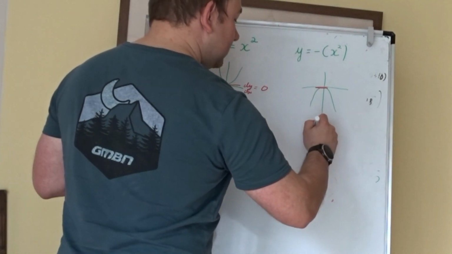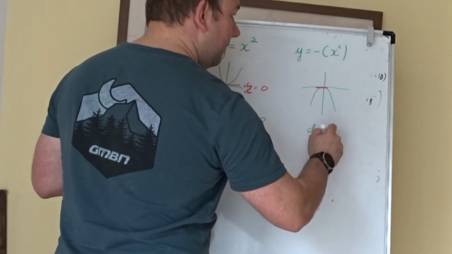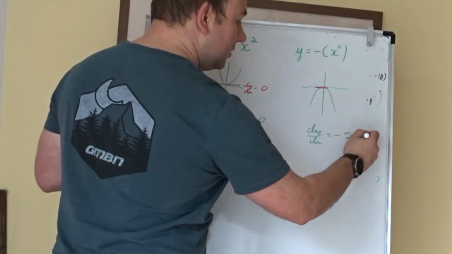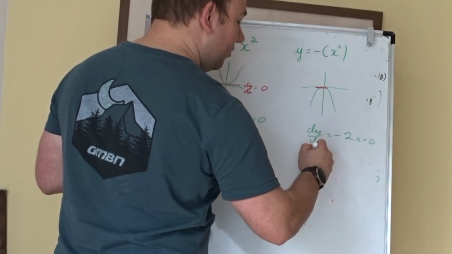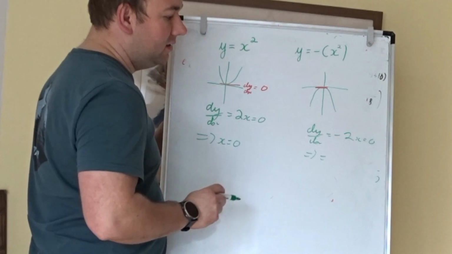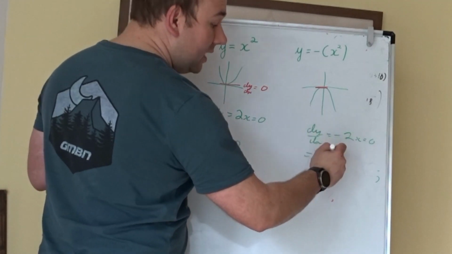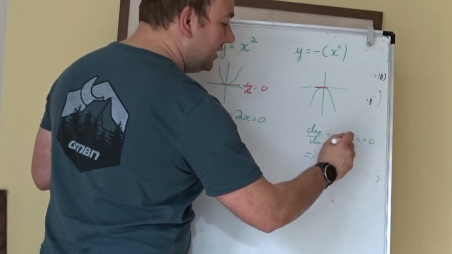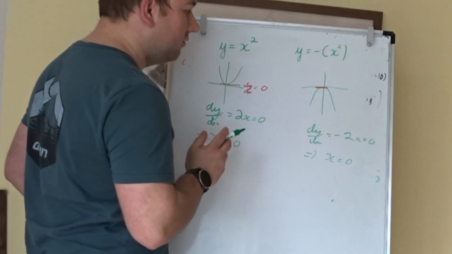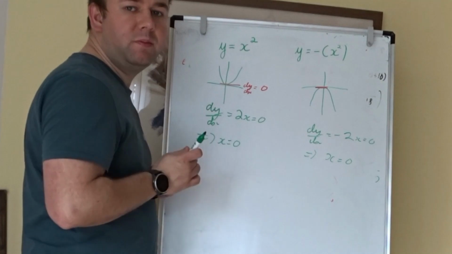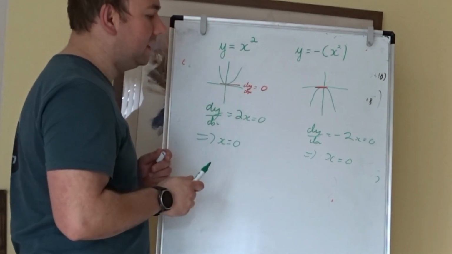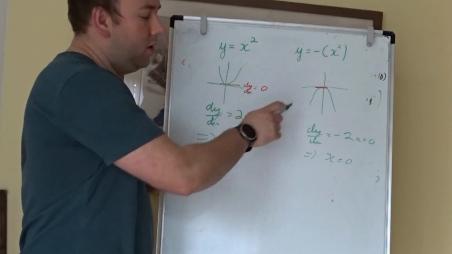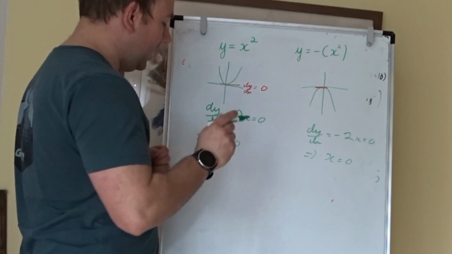So we get dy by dx is going to be equal to minus 2x, which again is going to be equal to 0, and therefore, again, this is going to be when x equals 0. So again, this is going to be the turning point on the graph. If we didn't have the graphs plotted, or we didn't know what our function looked like, the question is, how do we know whether it's going to be a minimum or a maximum?